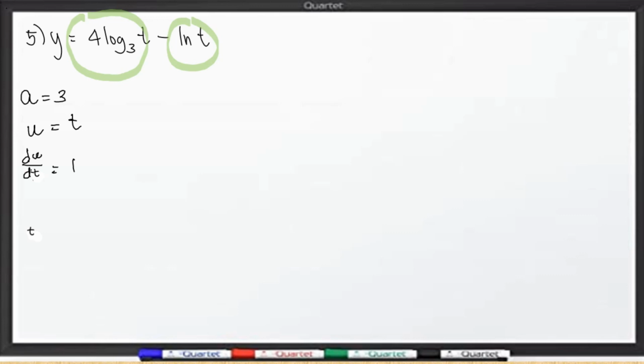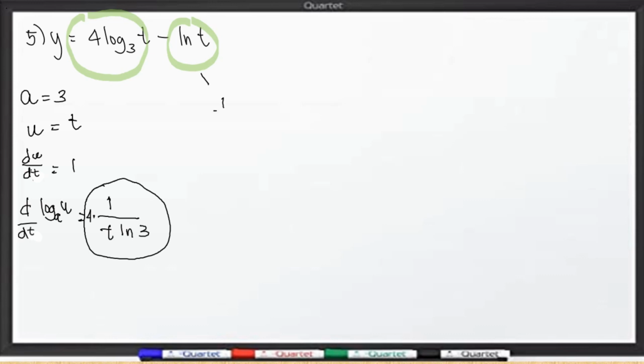So substituting values, we have the derivative of logarithm of u to the base a with respect to t is equal to u prime over u times ln of a. What is u prime? 1. What is u? t. So this is 1 over t ln of 3. So this will be the derivative of the first part. Of course, merong multiplied by 4 yan dito, ano? Multiplied by 4. And ito naman po, ang derivative nito, ln of t will be equal to 1 over t.